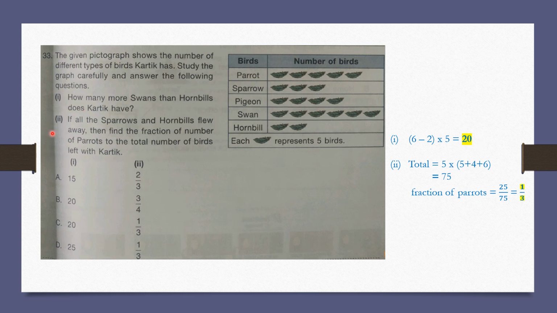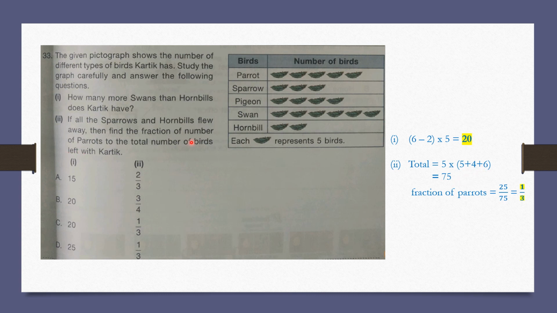Now let's see 2. If all the sparrow and hornbill flew away, then find the fraction of number of parrots to the total number of birds left with Karthik. So total number of birds left once the sparrow and hornbill flew away is parrot 5, pigeon 4 and swan 6, and then multiply by 5. So 5 plus 4 plus 6 times 5 equals 75.